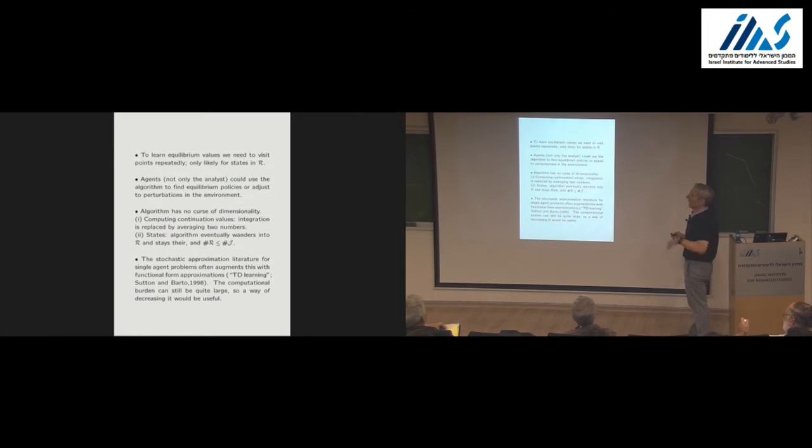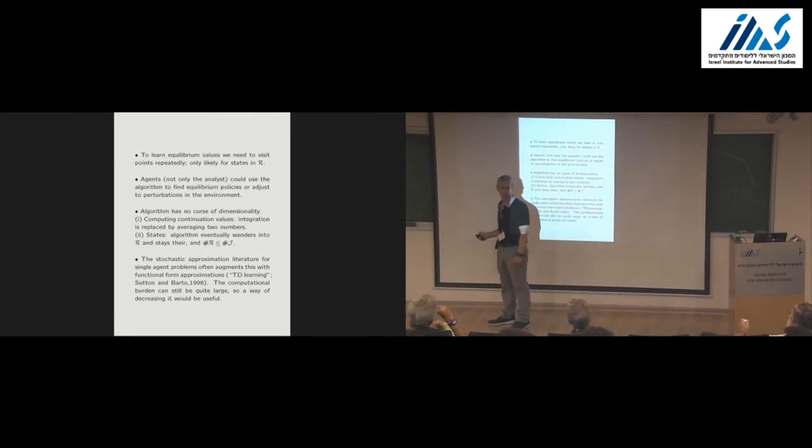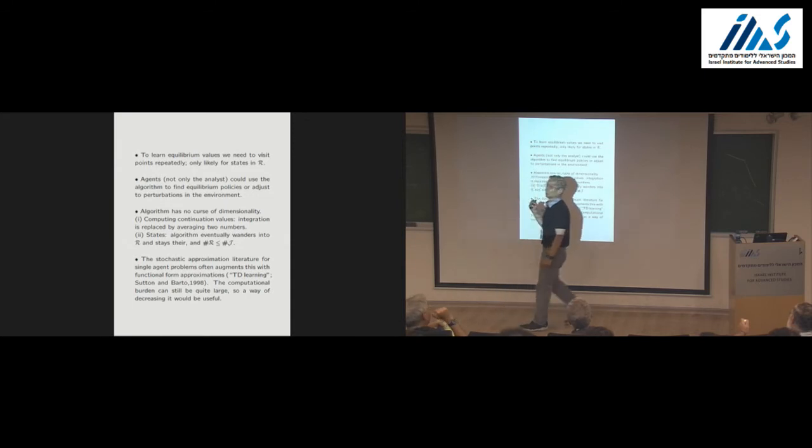I'm only really going to learn the equilibrium values on states in R. I know that any stochastic process, even if it was the wrong one, is going to converge to some recurrent class and stay there. That's what Friedman told you. So once I get into here, I'm only going to be hitting points in here anymore, and then that will converge. By the way, that's one thing.